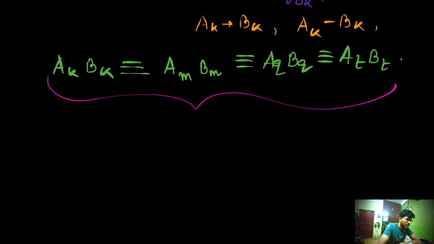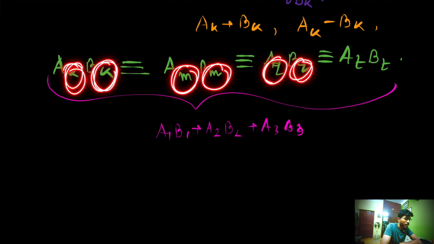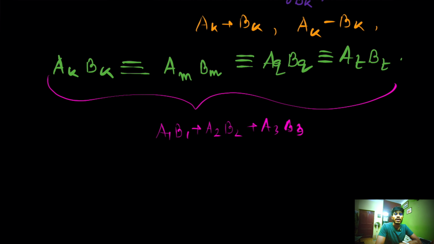all this expression means A1B1 plus A2B2 plus A3B3. So these indices are like dummy. This can be changed to any index. So whenever in a term an index is being repeated, then that alphabet can be changed with any other alphabet, that is allowed. And that is why it is called a dummy index.